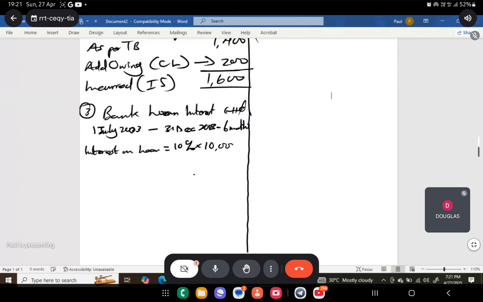The 10% is the coupon rate. Yes, it is the coupon rate. So that's what we use in calculating. So the 10% times 10,000, then we multiply it by 6 divided by 12. And I believe we know why it is 6 over 12, because we are dealing with only 6 months out of 12 months. So 10% of 10,000 times 6 on 12 becomes 500 Ghana cedi.